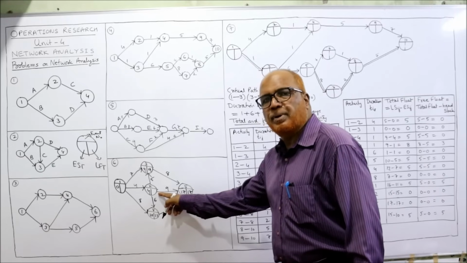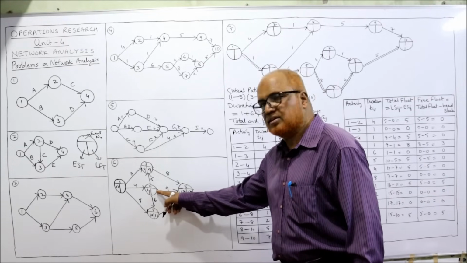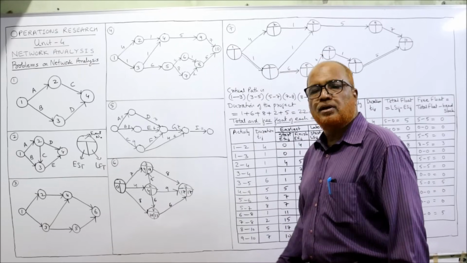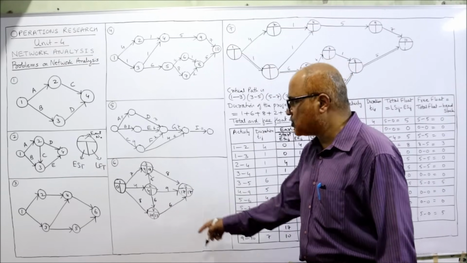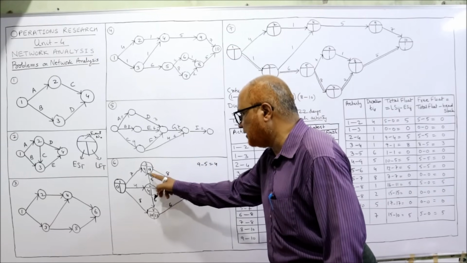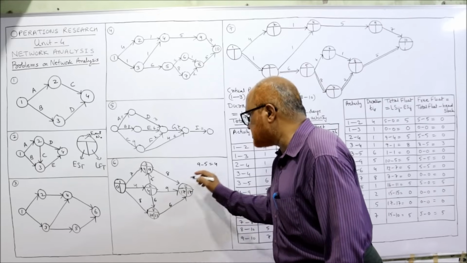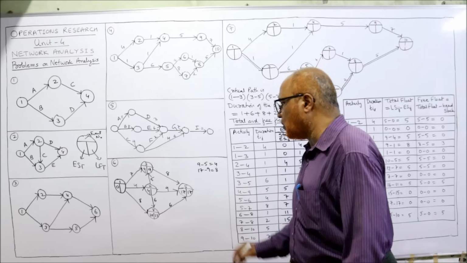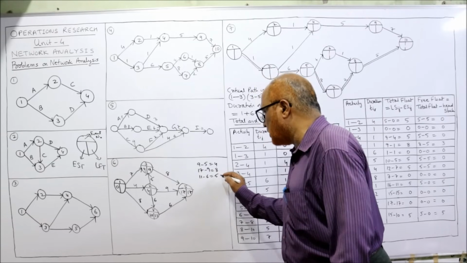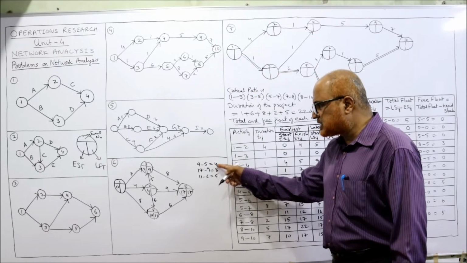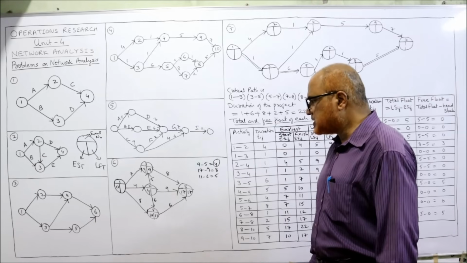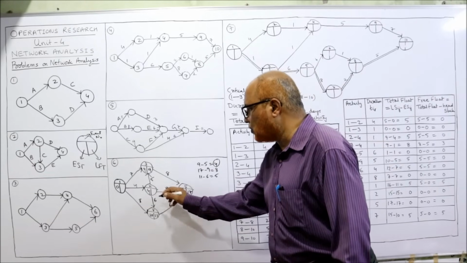Now here, how many arrows are bursting? 3 arrows are bursting from this event. One arrow is going to the third event, one arrow is going to the fourth event, one arrow is going to the fifth event. So we have to find the minimum. Here 9 minus 5 is equal to 4. Here 17 minus 9 is equal to 8. Now here 11 minus 6 is equal to 5. So whichever is least among these 3 should be taken. The least is 4, which is 9 minus 5. So here I will take 4.